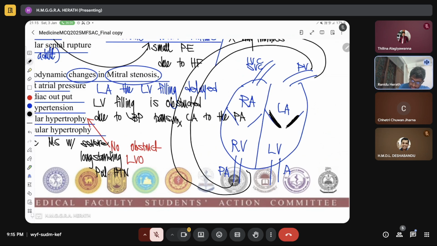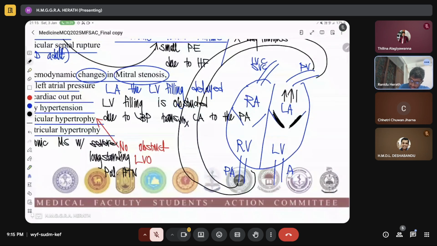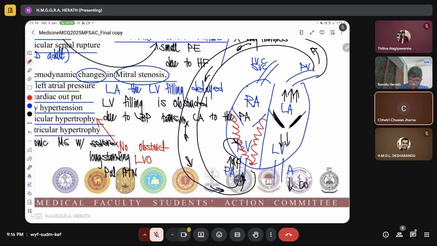So when there is stenosis here, the pressure here increases. The left ventricular filling reduces, so the cardiac output reduces. When the pressure increases here, that leads to transmission of the pressure into the pulmonary circulation and pulmonary hypertension. The pulmonary artery is the outflow tract of the right ventricle. So when there is increased pressure here, there is pressure overload of the right ventricle. When there is pressure overload, like in aortic stenosis for the left ventricle, there is hypertrophy. Understood? Okay. So we go to the next one.